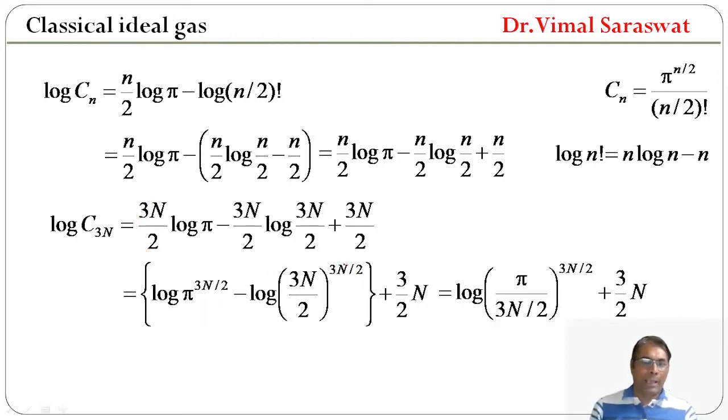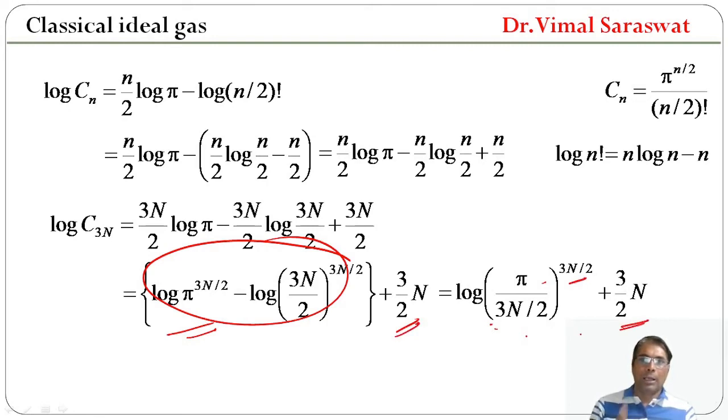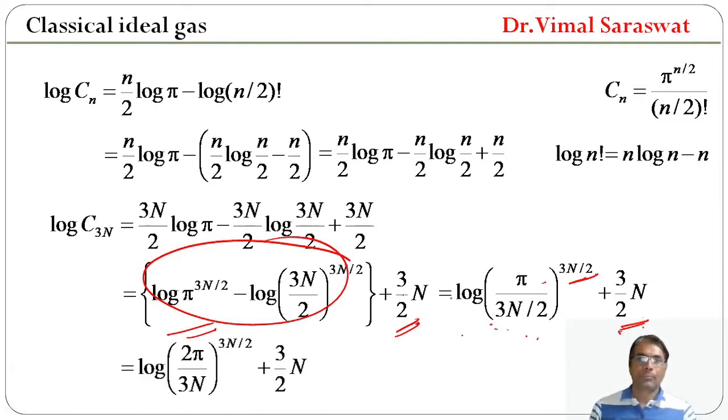We use log m minus log n equal to log m by n here. So this will be equal to log (π upon 3n/2) whole power 3n/2, and this 3n/2 is written here. So log C3n equal to log (π upon 3n/2) whole power 3n/2 plus 3/2 n, and this will be equal to log (2π by 3n) whole power 3n/2 plus 3/2 n. So we transfer this 2 from here to here, and this will be equal to log (2π upon 3n) whole power 3n/2.